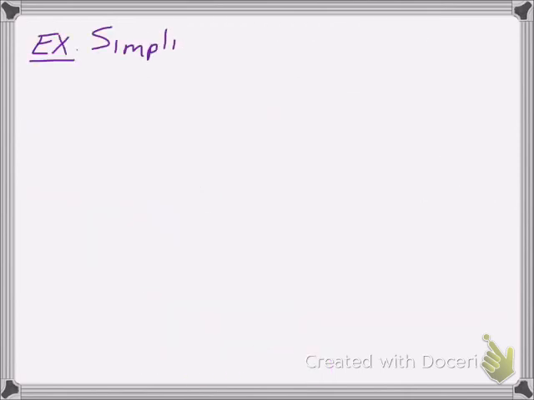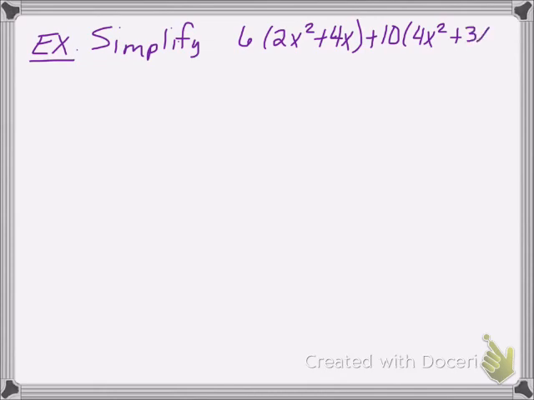So just a little example here about simplifying. Let's say we had this problem: 6 times the quantity 2x squared plus 4x, plus 10 times the quantity 4x squared plus 3x. So we have two sets of parentheses. We have something in front of each one, so we need to distribute. So that's the first thing.